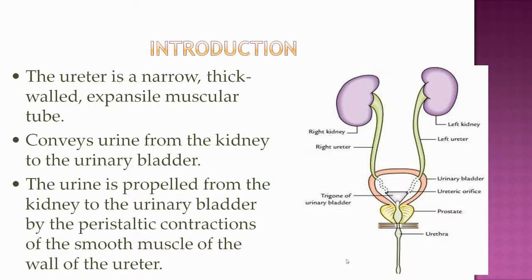First we will introduce the ureter. The ureter is a narrow, thick-walled, extensile muscular tube, and it conveys urine from the kidney to the urinary bladder. Urine is propelled from the kidney to the urinary bladder by the peristaltic contractions of the smooth muscles of the wall of the ureter.